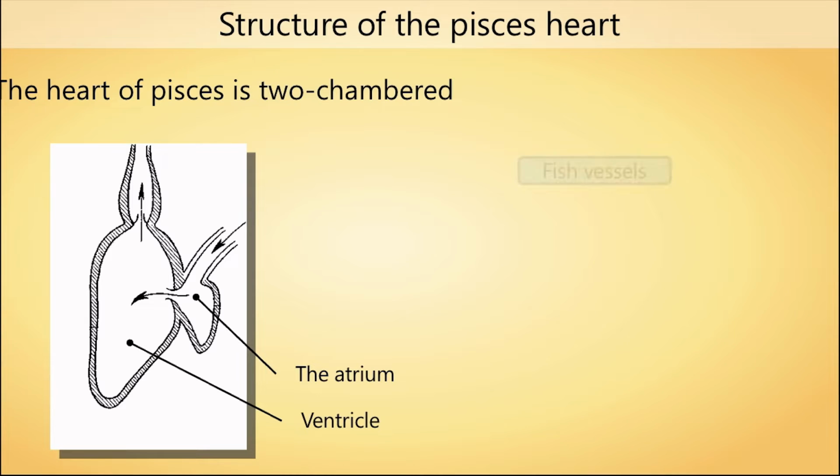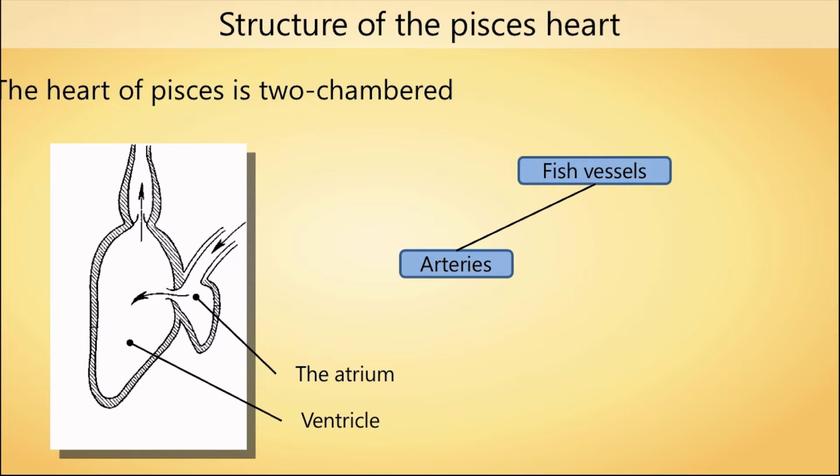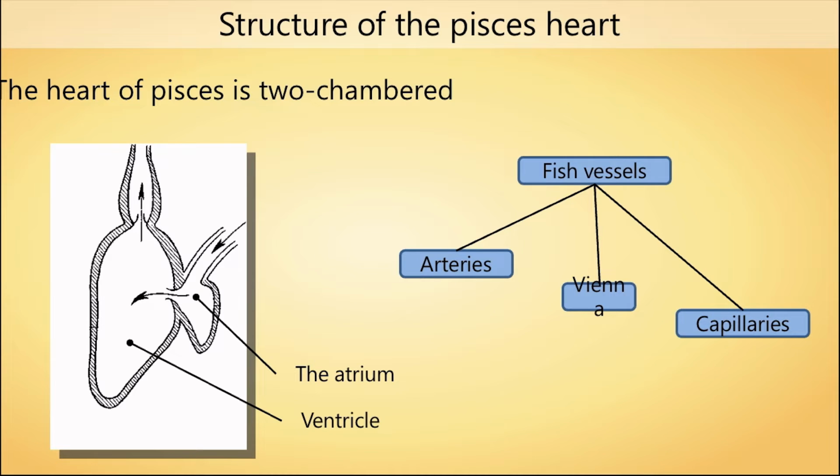Blood flows through the vessels. The vessels that carry blood from the heart are called arteries. The vessels that lead to the heart are called veins. Capillaries are the smallest vessels in which the metabolism takes place. Fish have one circulatory cycle.